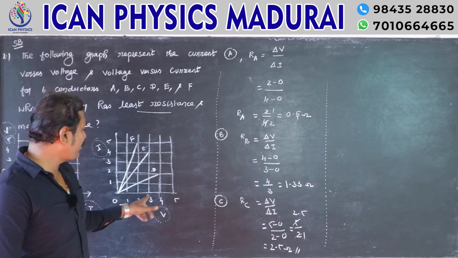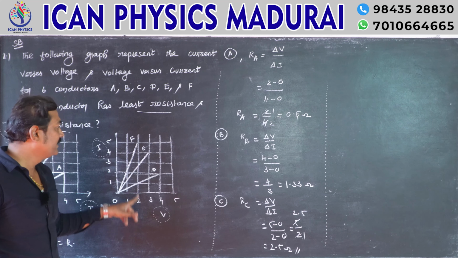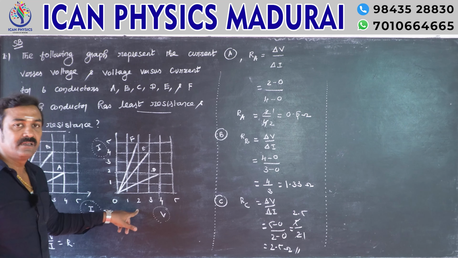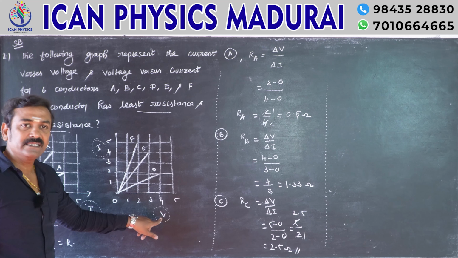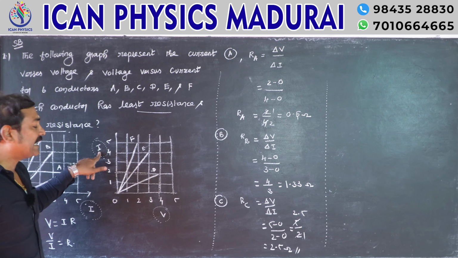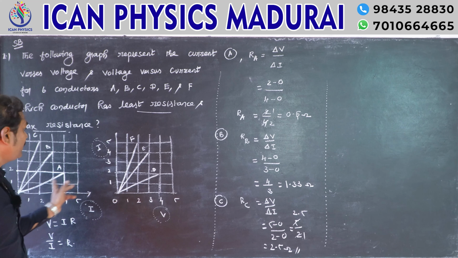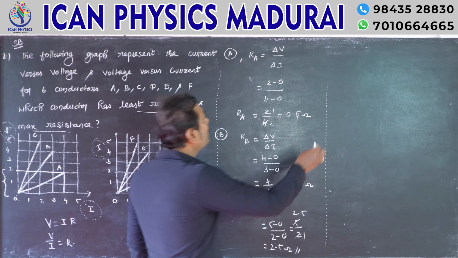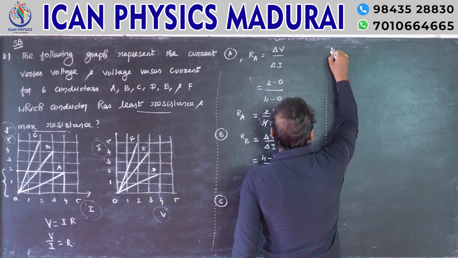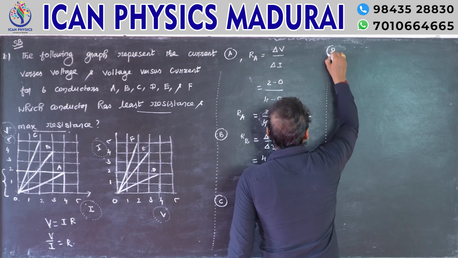Okay. So now we are going to the second graph. In the second graph, the voltage is taken along the x-axis and the current is taken along the y-axis. So that is the difference between both the graphs. So now we are going to calculate the resistance for D.